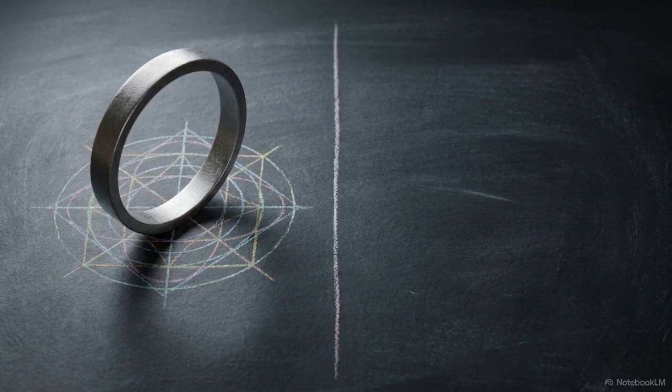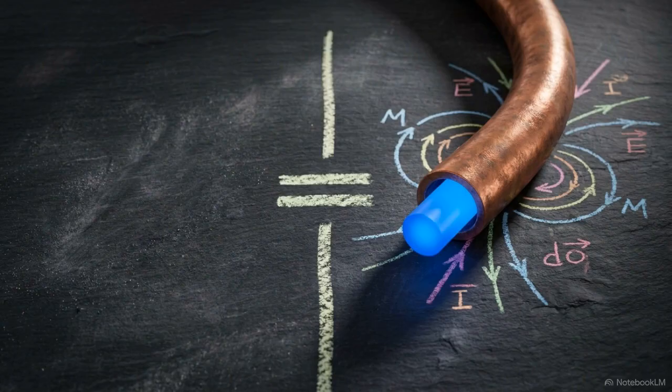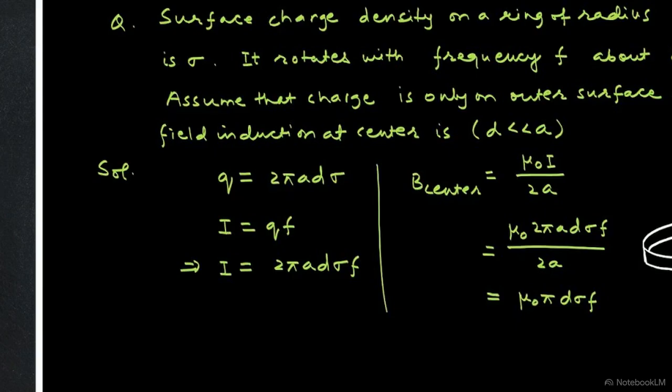A continuous mechanical object coated in static charge that physically rotates is mathematically indistinguishable from a steady electrical current flowing through a stationary wire. We capture this rotation as an equivalent current. Current is total charge divided by time. Because frequency is the inverse of time, current equals total charge Q multiplied by rotation frequency f. To find total charge Q, we multiply the given surface charge density, sigma, by the total outer surface area of our thin ring, which is 2 pi times radius a times width d.